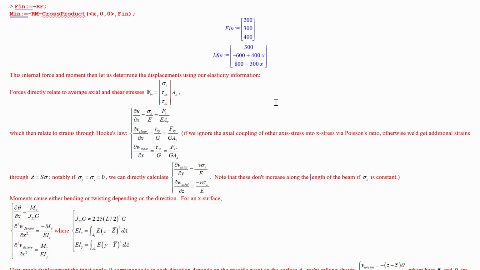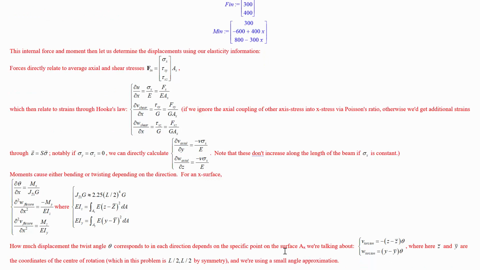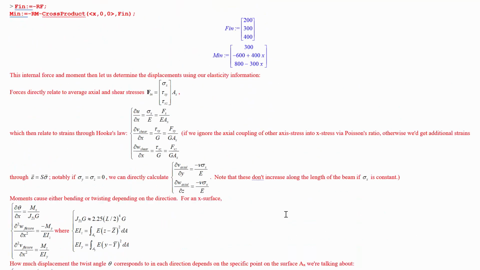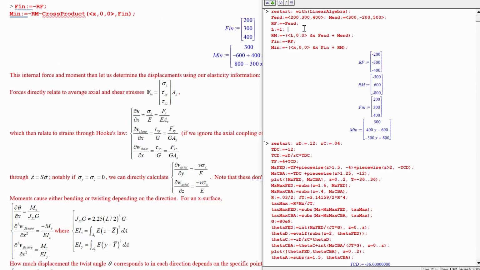That has us able to see everything that we're working out. It depends on the specific point on the surface AX we're talking about. We'll put that down there. Okay, so now we can see all of the analytical work that we did and start working this out in Maple. In this case, the cross-sectional area is just equal to 1.